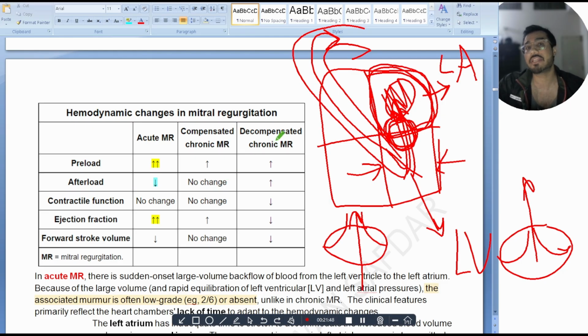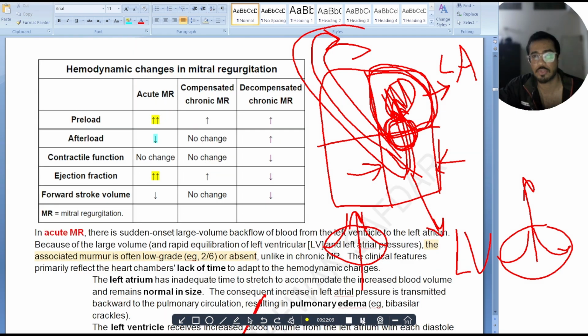When it comes to decompensated chronic mitral regurg, what is going to happen to the afterload when the heart decompensates? So this is the reason for no change in afterload in compensated chronic mitral regurg. In acute mitral regurg, the outflow is greater, so the afterload is reduced, whereas in compensated chronic mitral regurg, the outflow is not that much, so there's no change.